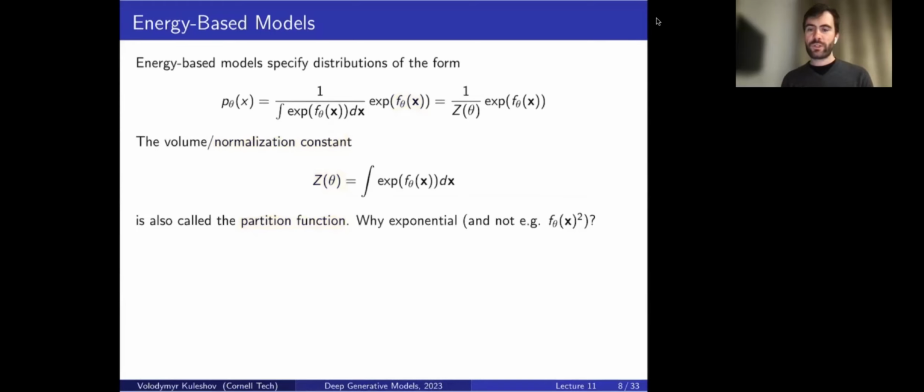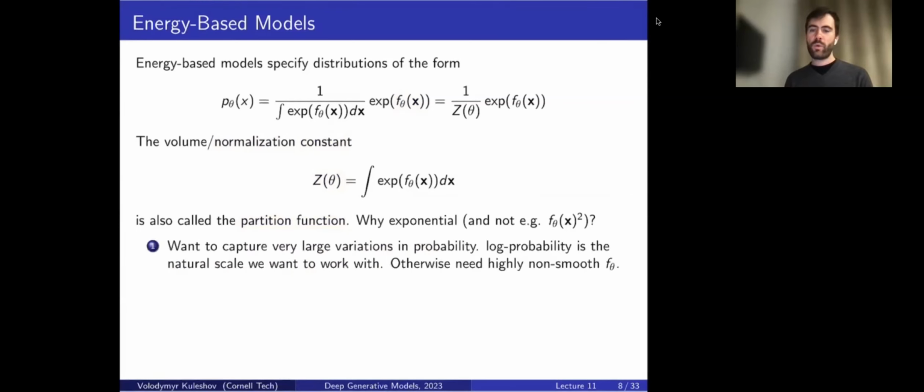One question you might ask yourselves is, why do we exponentiate this score function? Why not, for example, take the square? So there are a few practical reasons. One is that typically probabilities vary a lot, especially when x is high dimensional. They could vary by orders of magnitude over different x's. And therefore, if f is on a log scale, because we exponentiated, it's easier to model large variations in probability numerically.